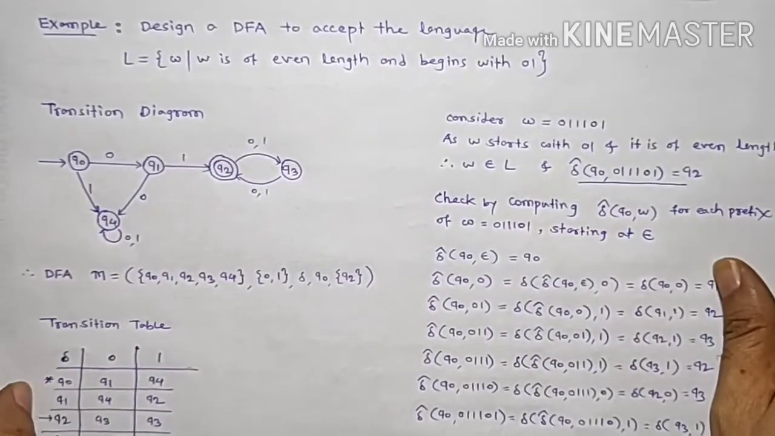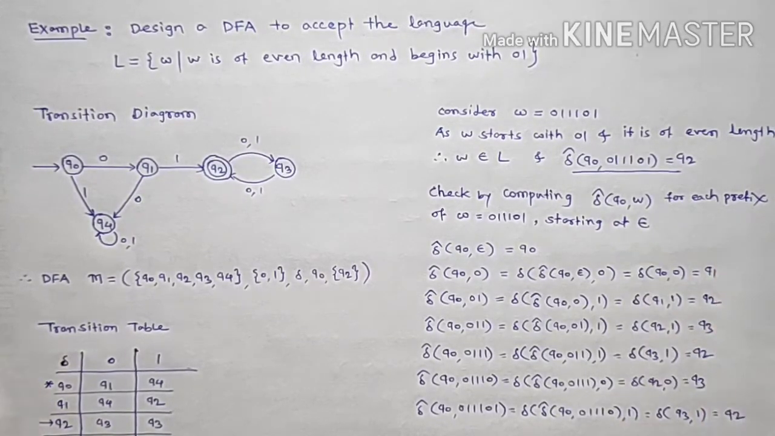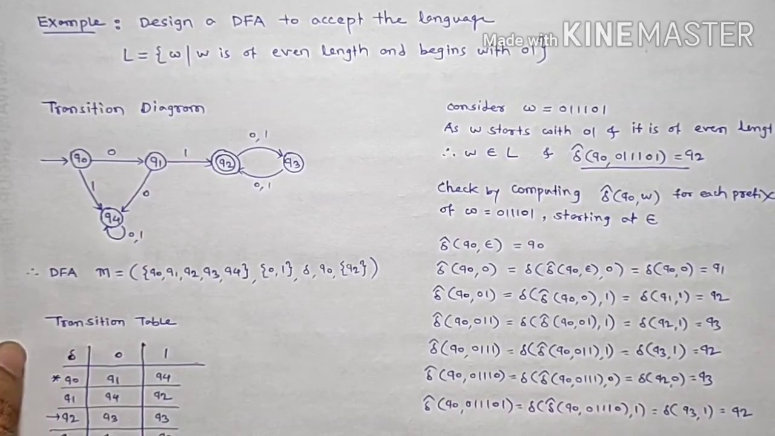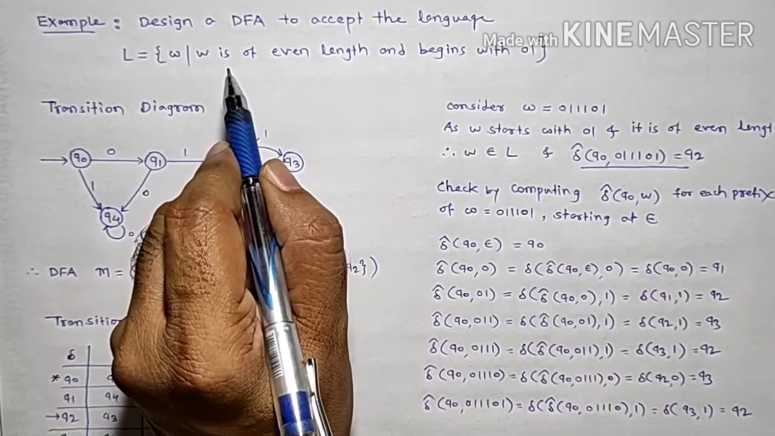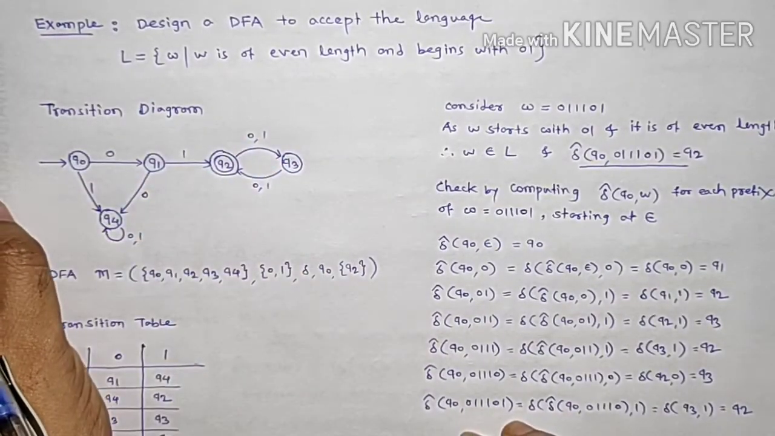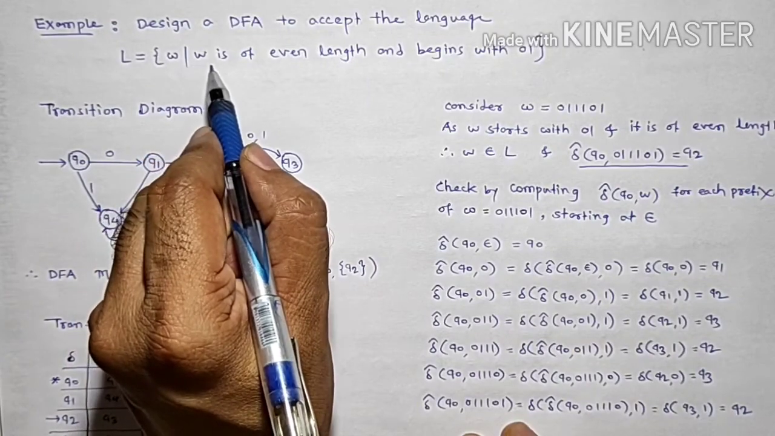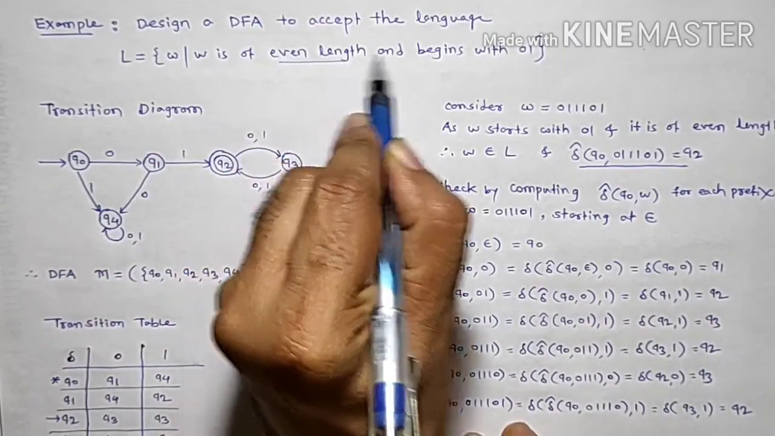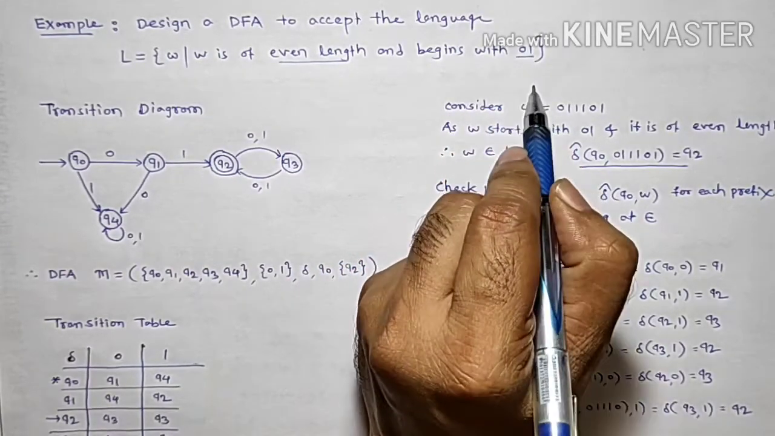Now suppose, for example, we'll design one DFA here. So we have to design the DFA for this language. This language is the set of all strings w such that w is of even length, and each string of this language begins with 0 1.